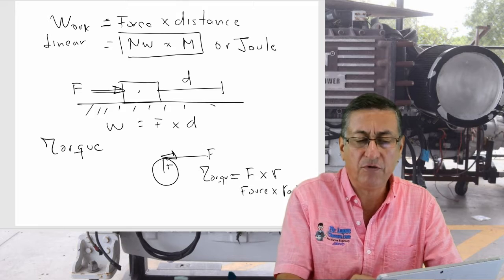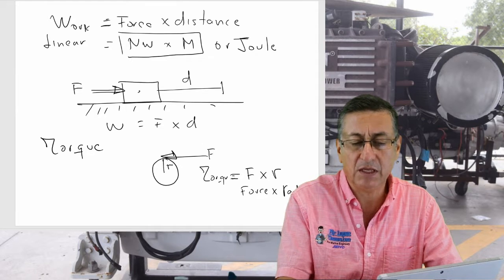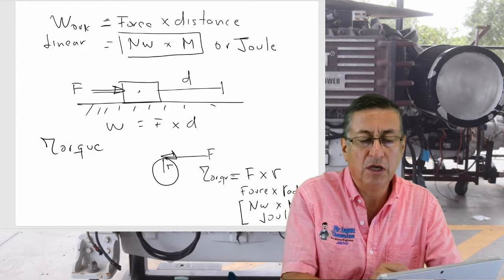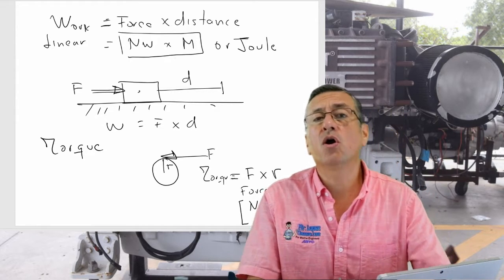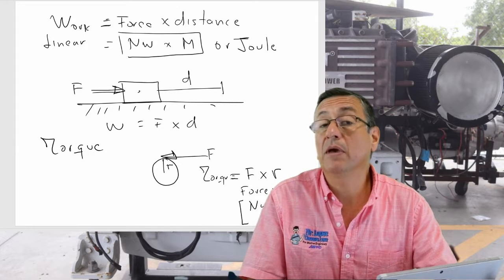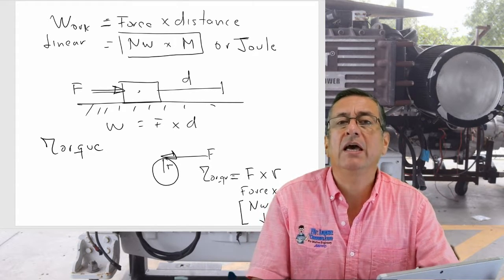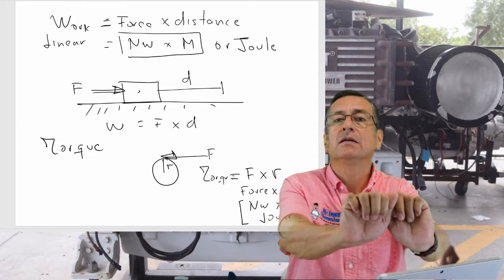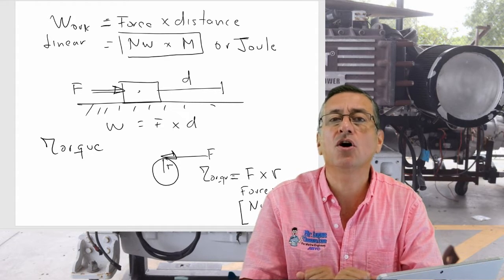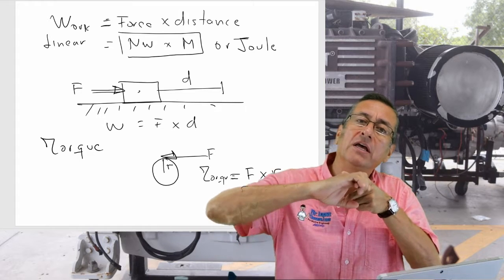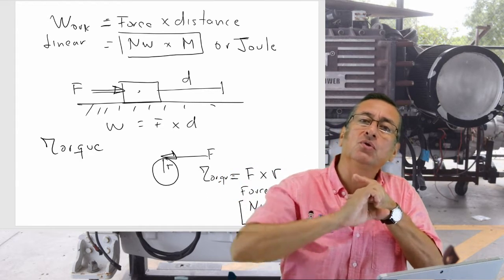What is the unit of torque? It's exactly the same. It's Newton meter or joule. Those are the units for torque. In other words, work and torque are basically the same. Work is the force applied to an object, linear, and torque is the force applied on the object in order to twist it.